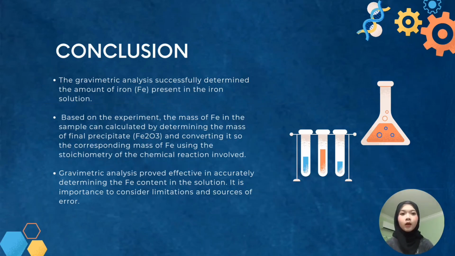In conclusion, the gravimetric analysis successfully determines the amount of Fe ions present in the iron solutions. Based on the experiments, the mass of Fe in the sample can be calculated by determining the mass of the final precipitate Fe2O3 and converting it to the corresponding mass of Fe using the stoichiometry of the chemical reaction involved. Gravimetric analysis proved effective in accurately determining the Fe content in the solutions. It is important to consider limitations and sources of error.